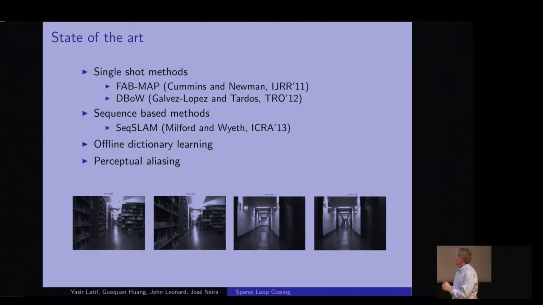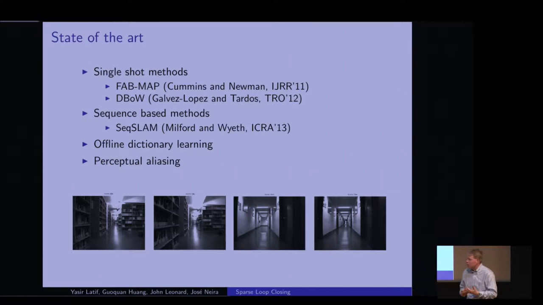But appearance-based loop closing was one of the really big things to come on the scene in the last 5 to 10 years, notably the FabMap approach out of Oxford and DBAO and SeqSLAM from Milford and Wyeth. And this enables using an offline learned dictionary to do appearance-based loop closing. But two issues that might come up are perceptual aliasing.